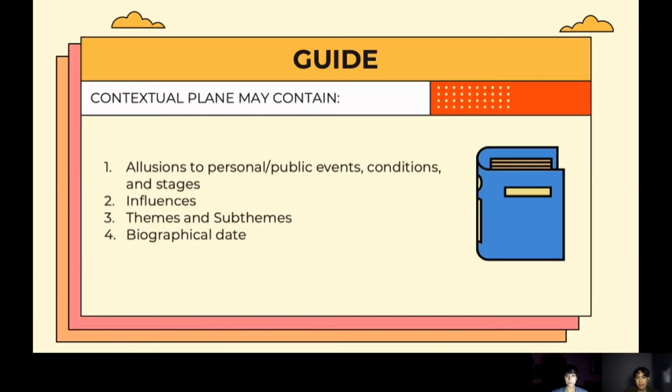Next. Contextual plane situates the work in the personal and social circumstances of its producer that are meaningful to the artist. It may contain, first, allusions to personal or public events, conditions, and states. Number two, influences such as persons and literary texts. Third, themes and subthemes derived from the personal life experiences significant to the artist. And last, biographical data. It plays an important part in understanding the work and its view of reality.